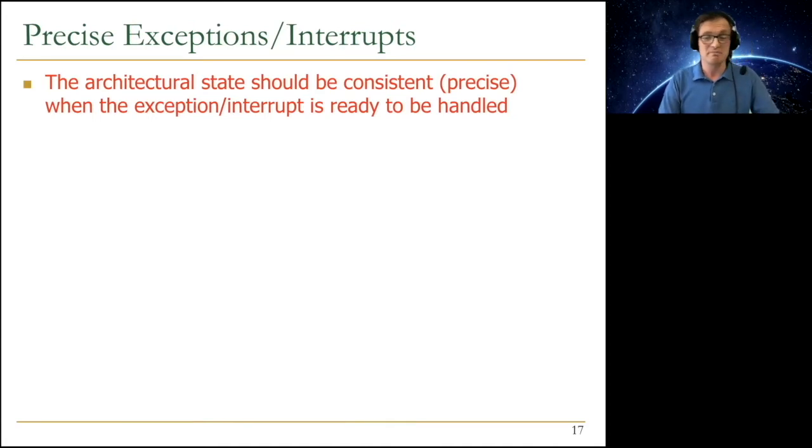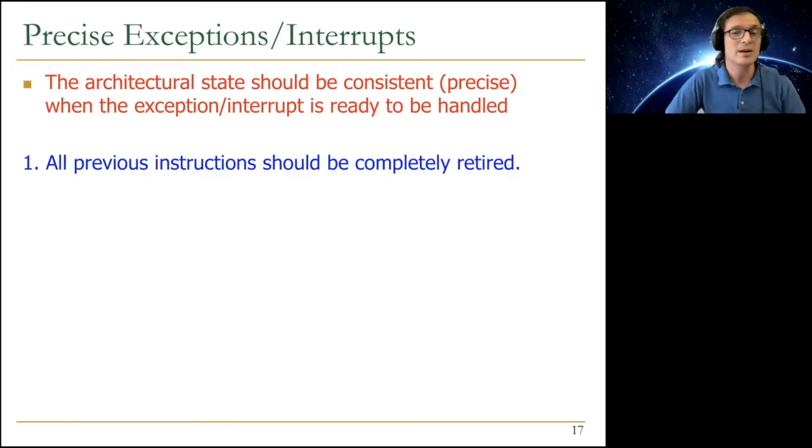But basically, in a von Neumann architecture, you need to have precise exceptions and interrupts. What does this mean? That's the subject of this lecture. The architectural state should be consistent, or precise, when the exception or interrupt is ready to be handled. It doesn't matter whether it's an exception or interrupt. You need to obey two conditions, basically, for the architectural state to be consistent. Basically, you need to have a clean separation between the instruction that's causing the exception, and all of the instructions that are coming after and before.